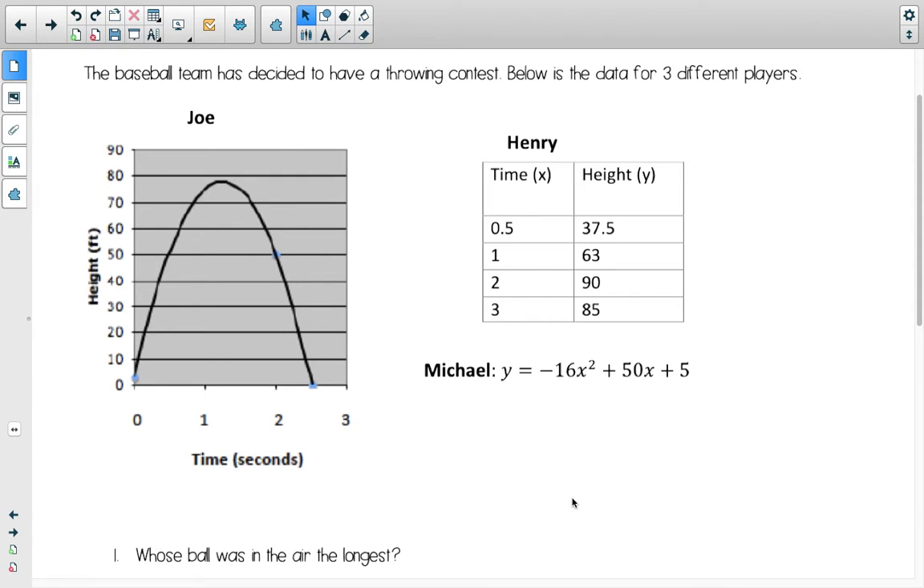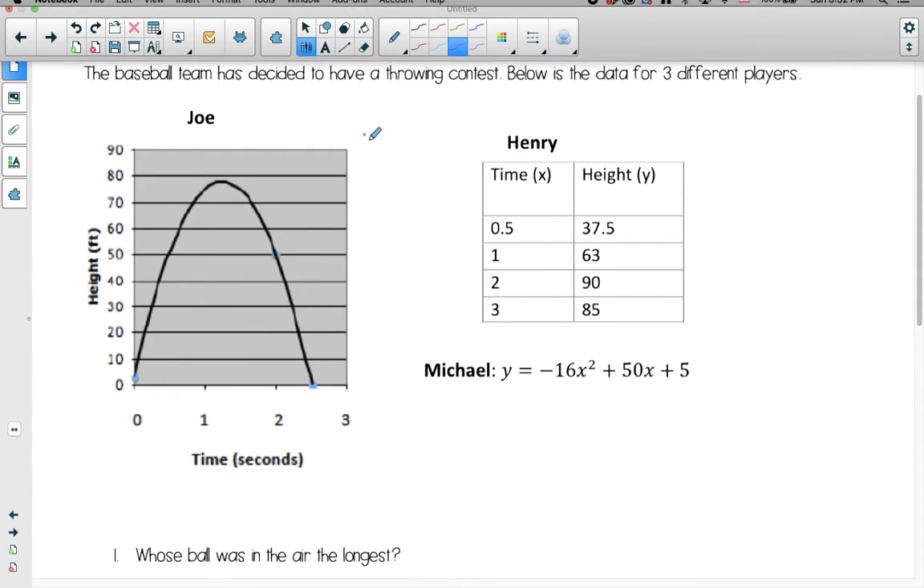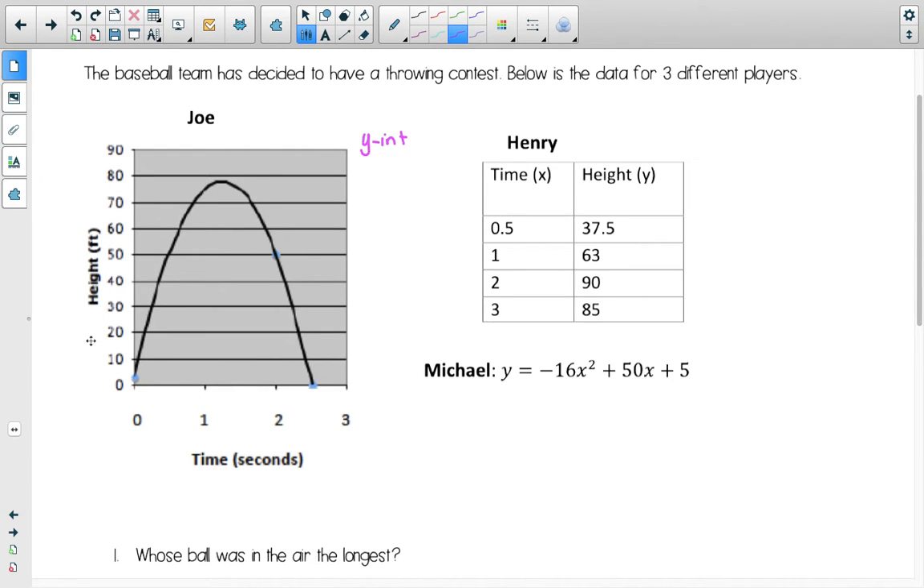In order for us to compare these quadratic functions, we need to have the information from each person. So we need to know the x-intercepts, the y-intercepts, and the vertex for each of the people. For Joe, we already have a graph, which is in time and height. We're going to estimate for Joe. Joe's y-intercept looks to be at about 0 and roughly underneath half, so I'd say roughly 3 feet. So I'm going to put approximately 3.